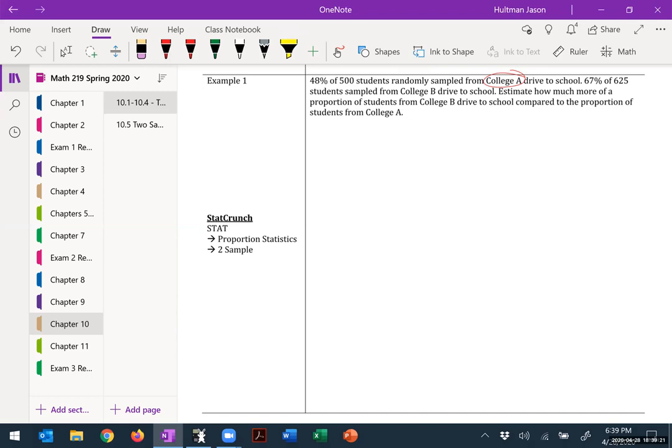Okay, let's organize. For college A, 500 students were randomly sampled, so N is equal to 500. I'll write N sub A to note that it came from college A. The proportion of the sample, this is not P, this is P hat of college A, because it's the sample proportion. The sample proportion is 0.48.